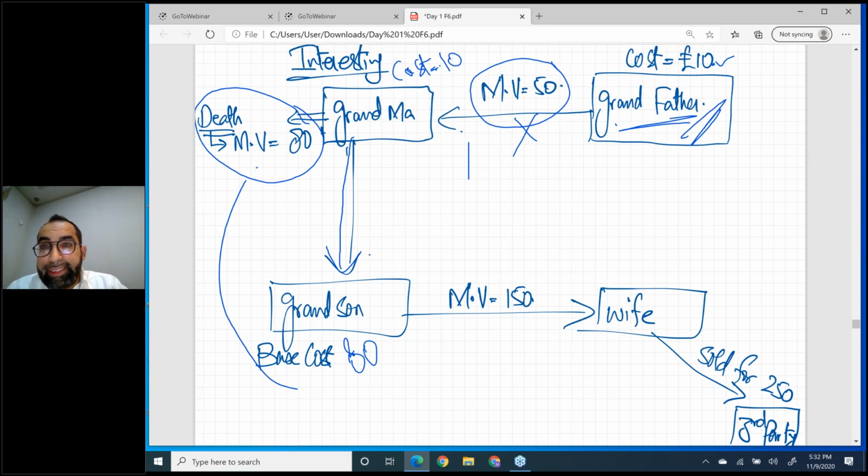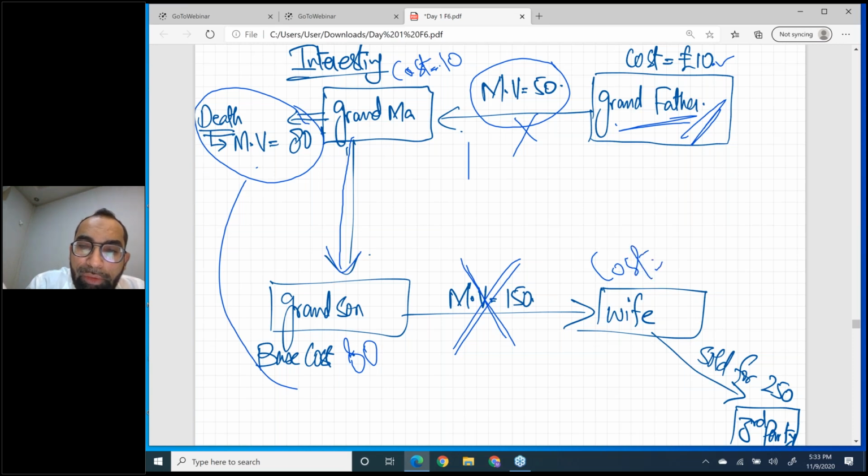Okay, now the asset has come to grandson. After a few years, grandson transferred this asset to his wife. At that time the market value is 150. Again, hazard lights: grandson and wife. The transaction between husband and wife is no gain, no loss, and the base cost of the husband, that means grandson, becomes the base cost for wife.